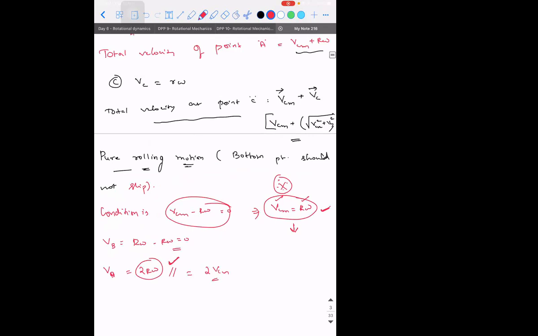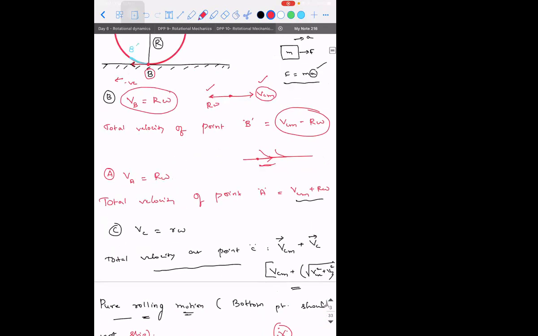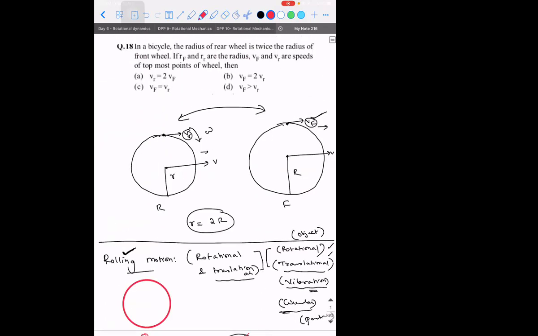With this logic, can you tell me what will be the answer to this question? Let's read the question again so that we understand it. There is a bicycle wheel. Bicycle wheel means it is going to have all those rims and all those things.